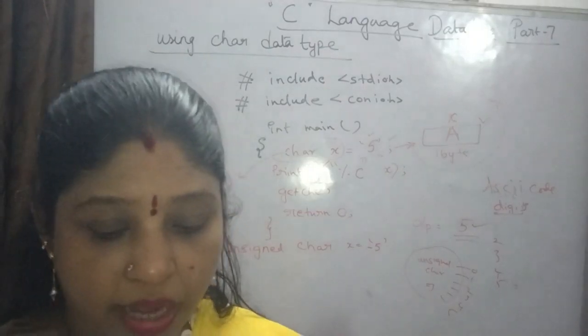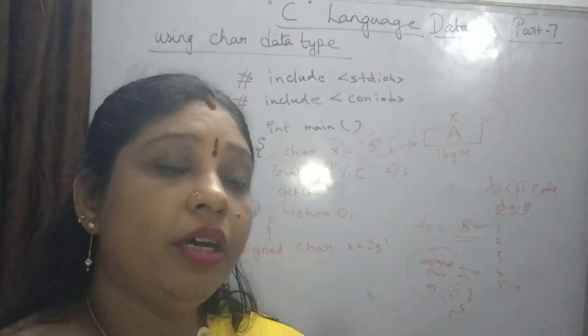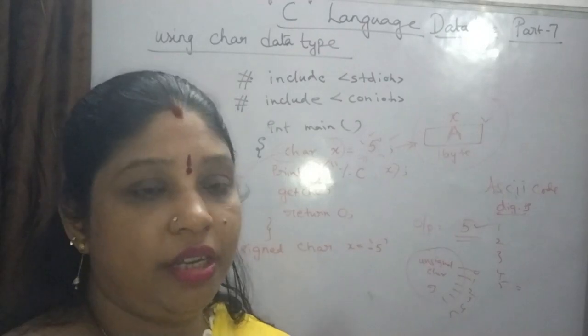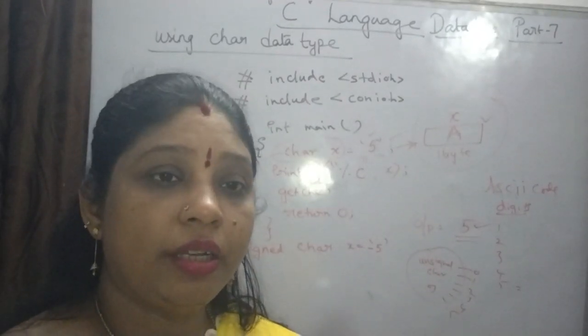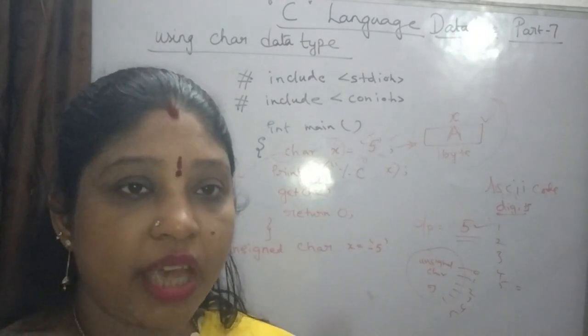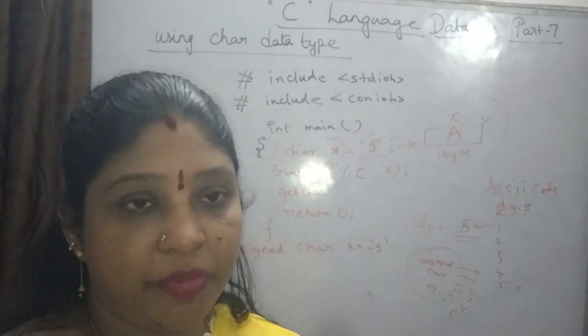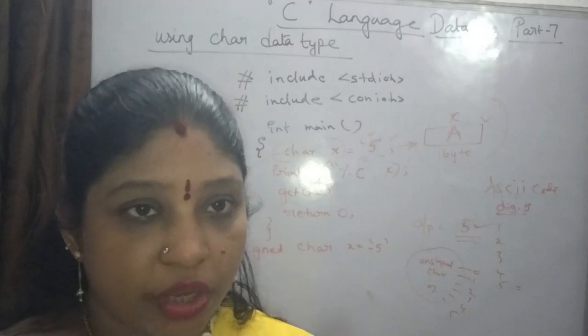So with this I have completed using character data types. Next class I'll be starting with operators. So with this I have completed the whole data types chapter of C language.